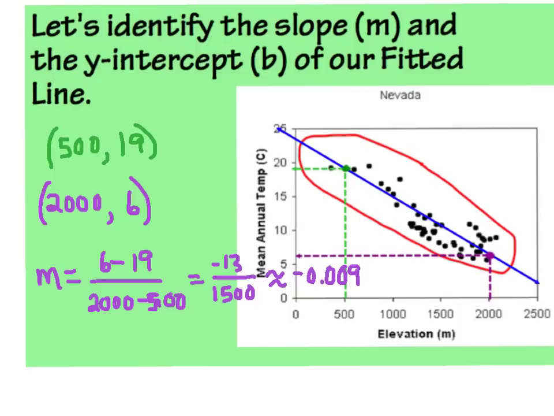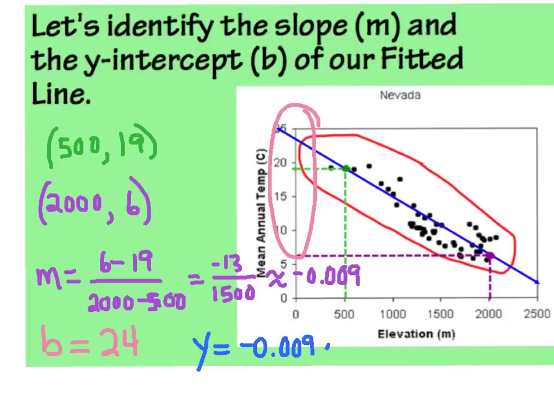Okay, the last thing we're going to do is look for our y-intercept point. Okay, remember our variable for the y-intercept is b, and remember it's called the y-intercept because it's where our line crosses the y-axis. So all we need to do is look at the y-axis, and we're going to estimate our y-intercept point at approximately 24. So I could, in fact, write the equation of our line of best fit. So I would say that our equation could be written as y is equal to negative 0.009x plus 24.